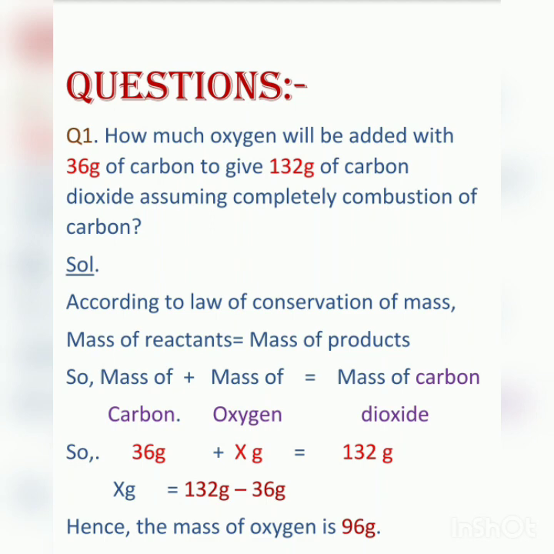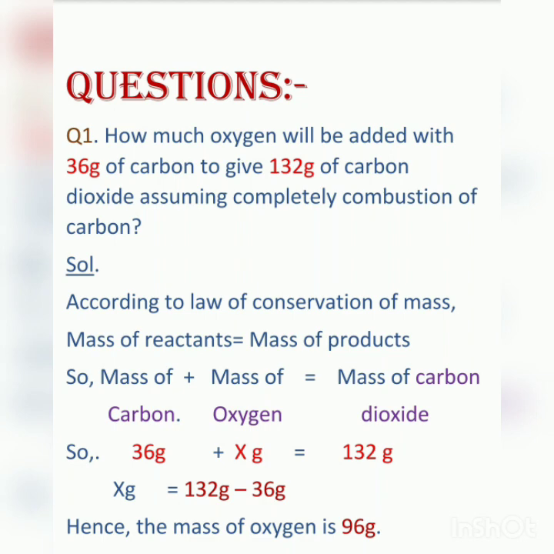Here, what we have to find out? Exactly, we have to find out the mass of oxygen. So again, we know that according to the law of conservation of mass, the total mass of the reactants is equal to the total mass of the products. So here we are having 36 grams of carbon and x grams of oxygen as our reactants, and 132 grams of carbon dioxide is produced as a product. As a result, we get one linear equation, that is 36 grams plus x grams is equal to 132 grams.